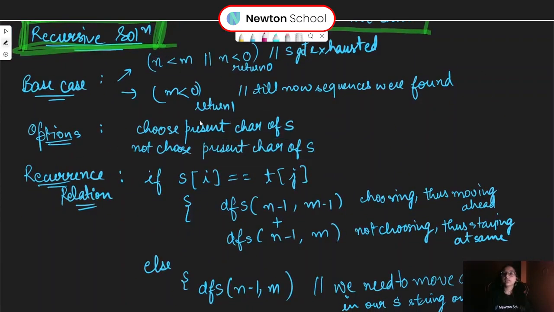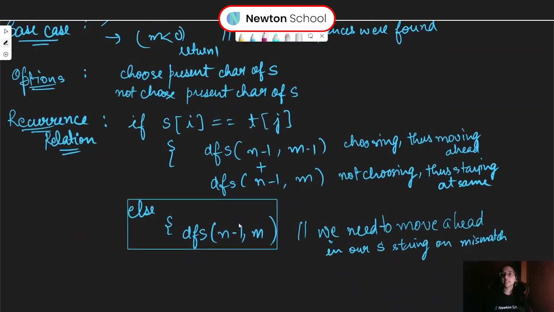Before coming up with these things, we are required to write a recurrence relation, and that is that if both of them are a match, the way I was explaining in these examples, then we would directly do DFS of n-1, m-1, where n simply represents the size of string s and m simply represents the size of string t. So here we are choosing it and thus moving ahead, and here we are not choosing it, that's why we are staying at the same.